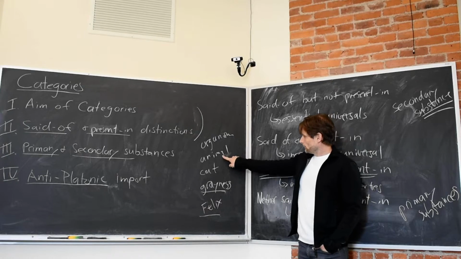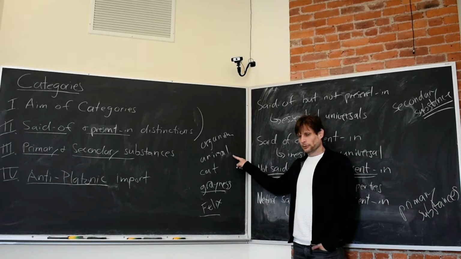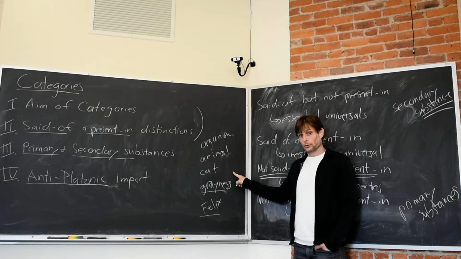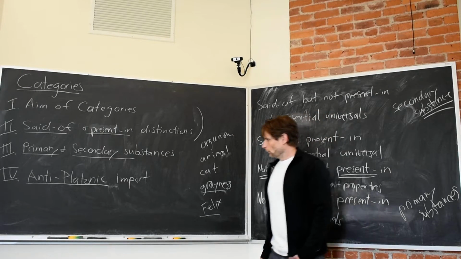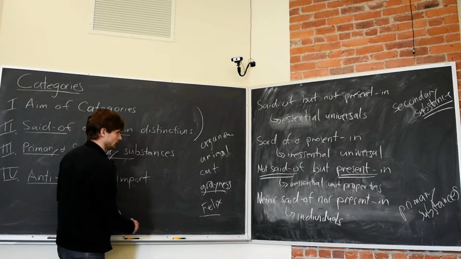So whether we're talking about the secondary substances as being species or genus depends on whether we're thinking about them in relationship to the categories above or below them. So why does this add up to an anti-Platonic treatise?